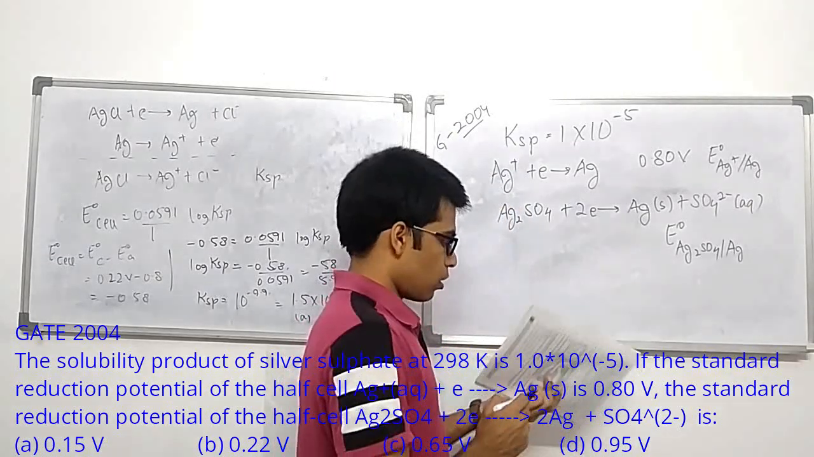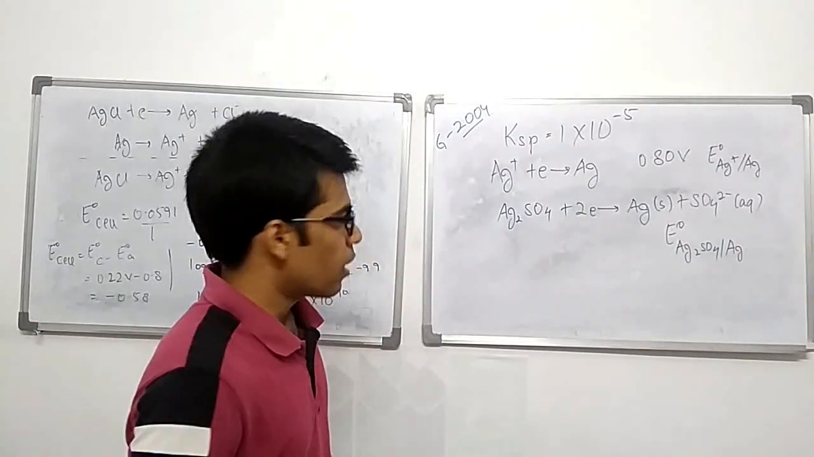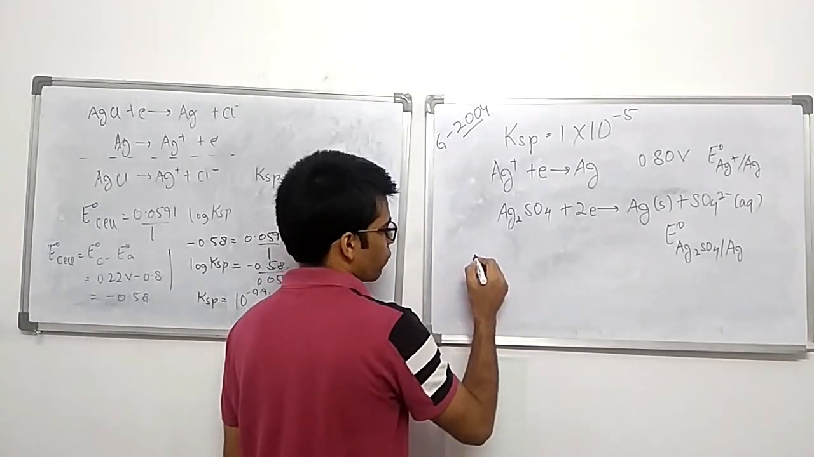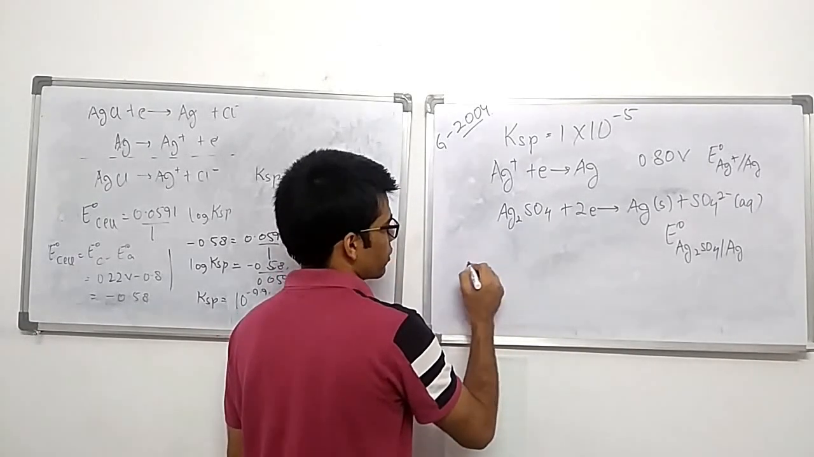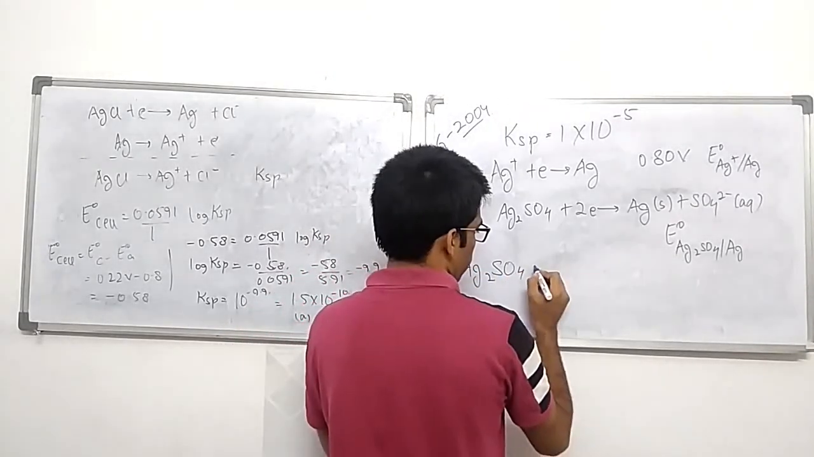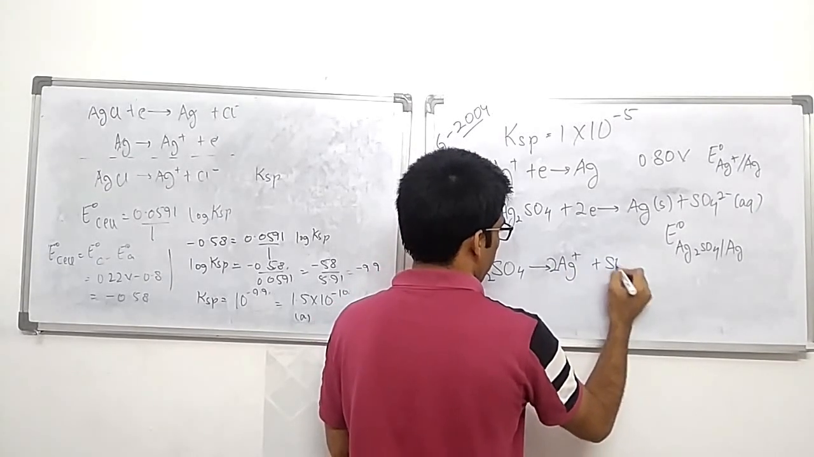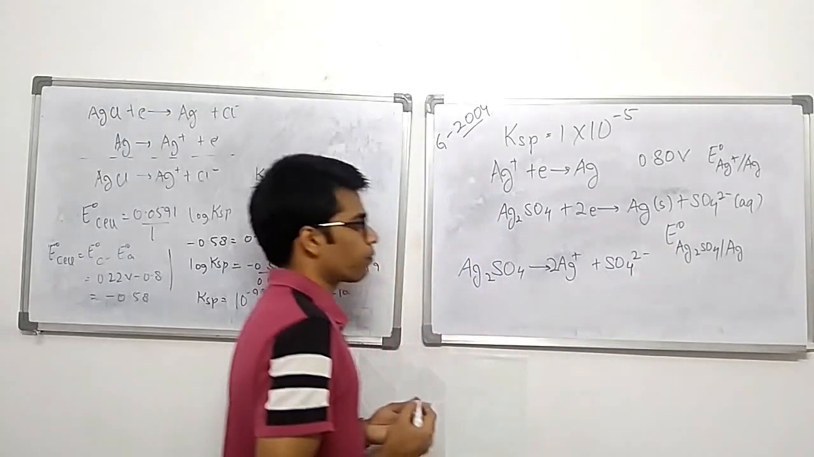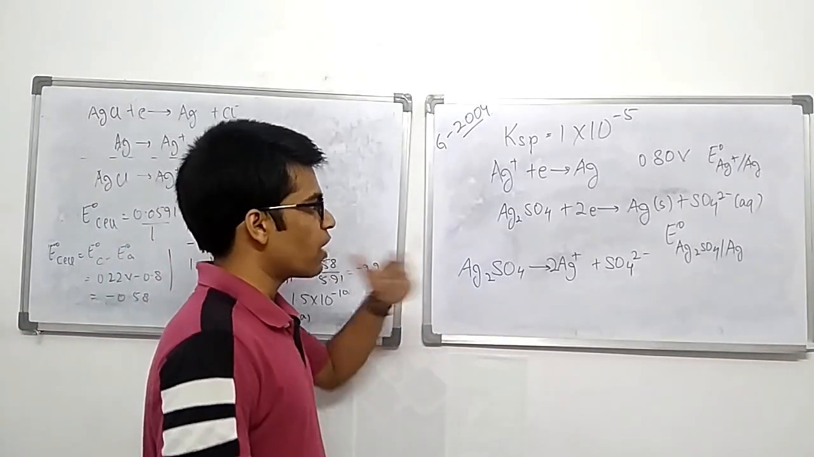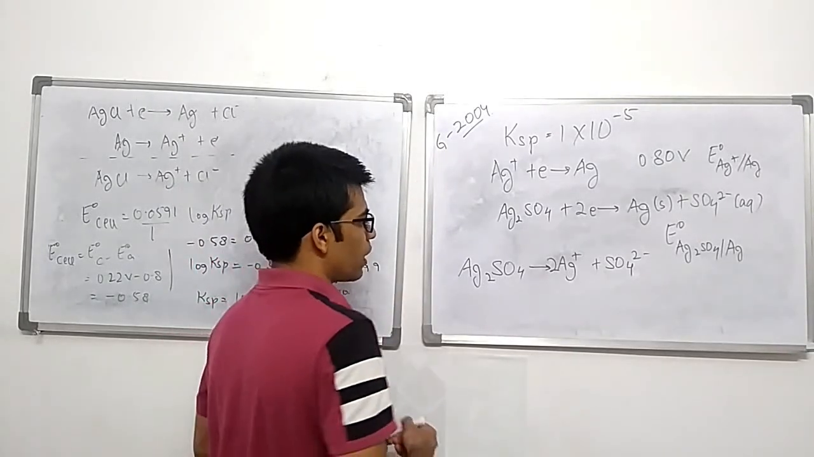Okay. This might be the wrong representation, but let us assume that it is this, and you have to find for this. Now, if you see the solubility, the dissociation reaction for Ag2SO4 is correct. Now, whenever we see the question of solubility product in electrochemistry, we have to arrive at this equation using these two equations. How can we do that?